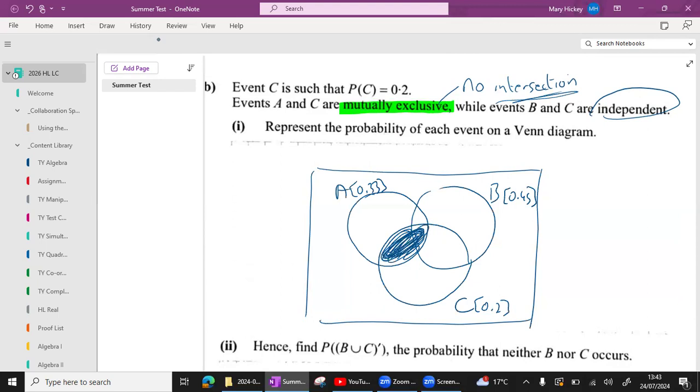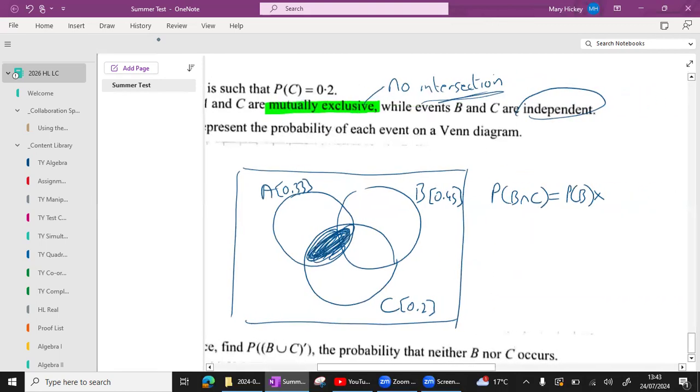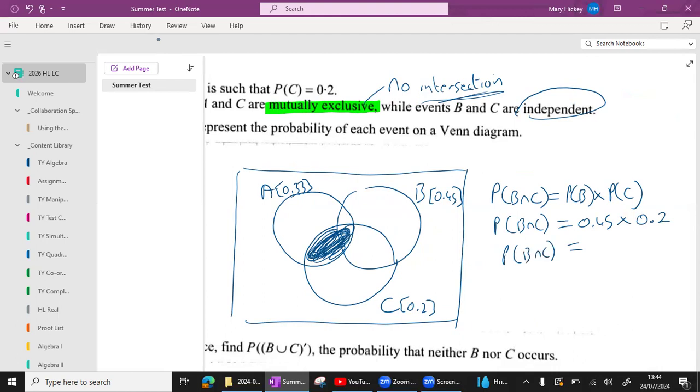Now, we know that B and C are independent. That formula we used earlier: if they are independent, then the intersection between B and C should be the same as the probability of B multiplied by the probability of C. So that's the same formula we just used in the last part. Now, we don't know the intersection of B and C, but we do know the probability of B, and we do know the probability of C. So we end up finding out that the intersection between B and C is 0.09 when I multiply them. So I can fill that in.